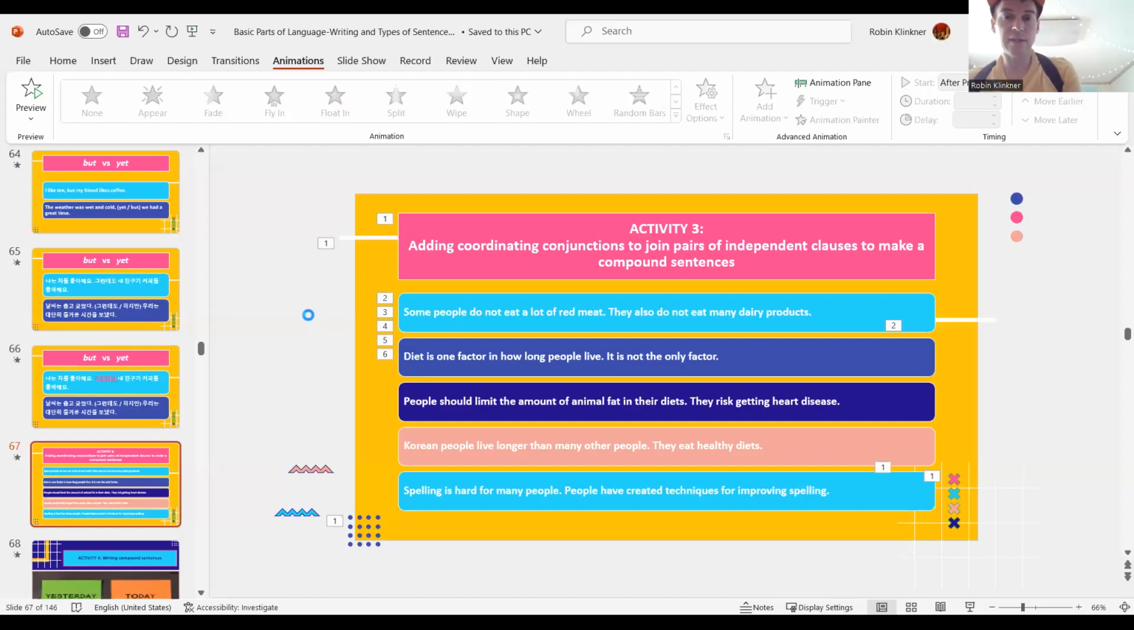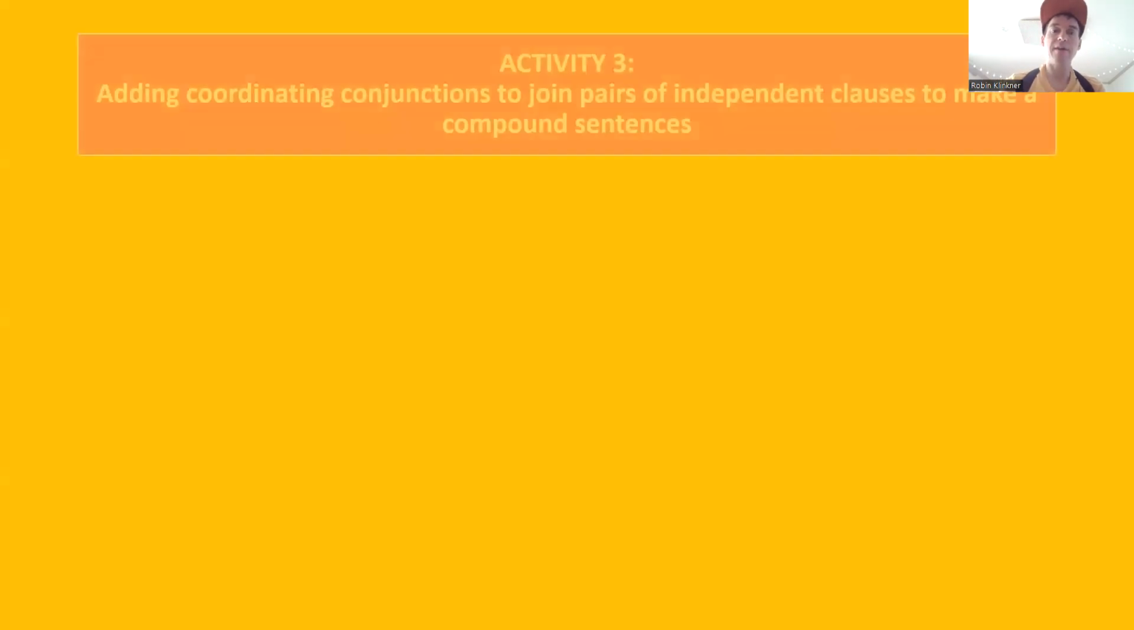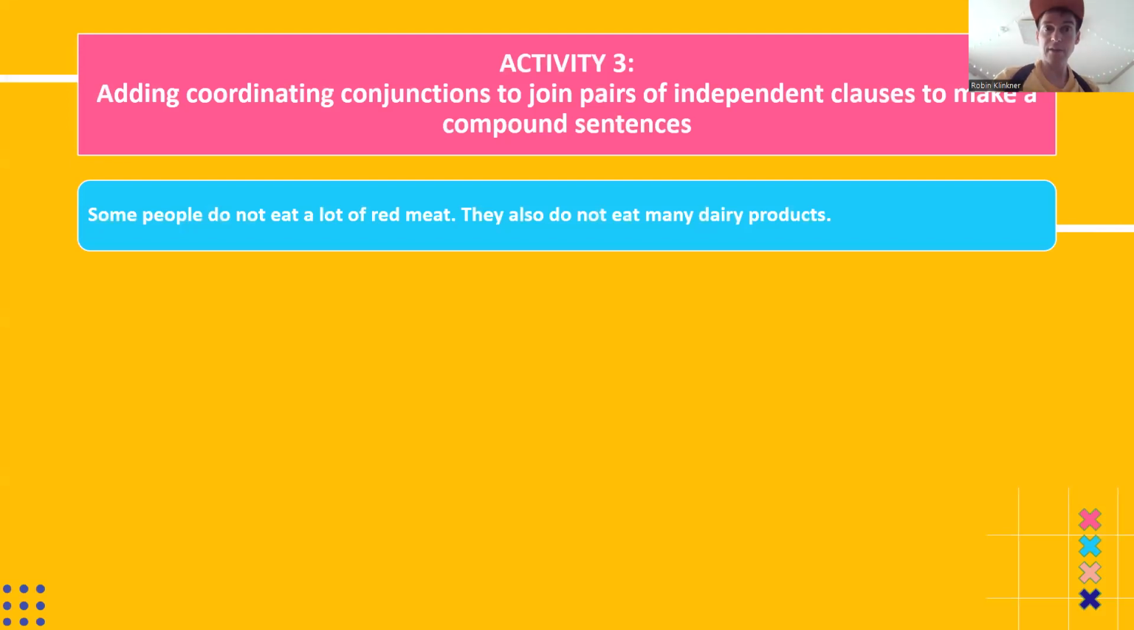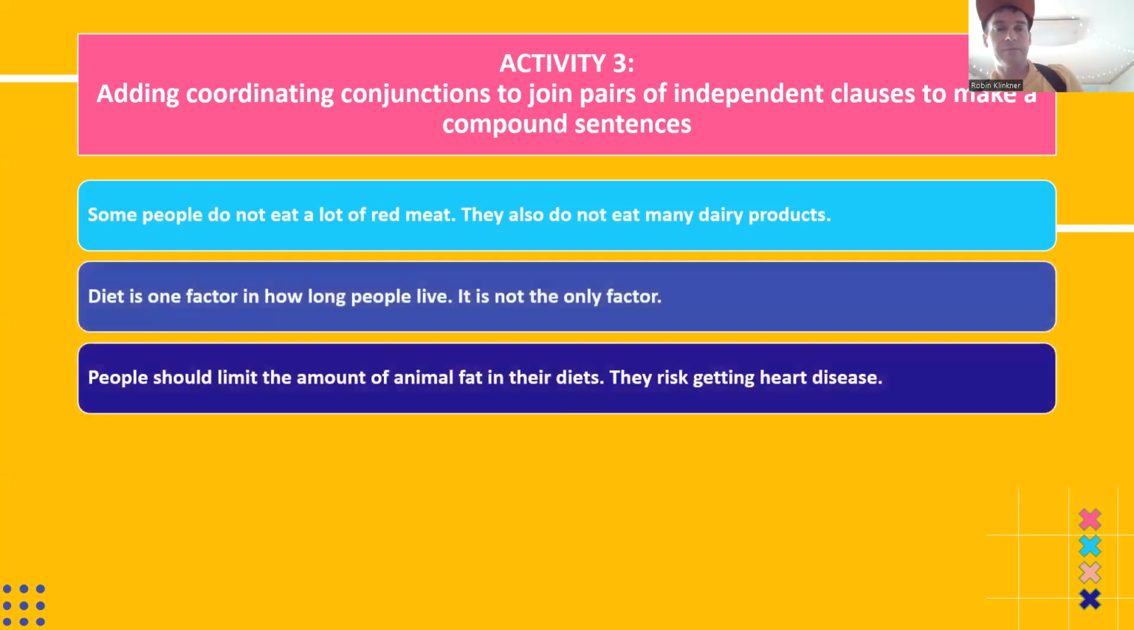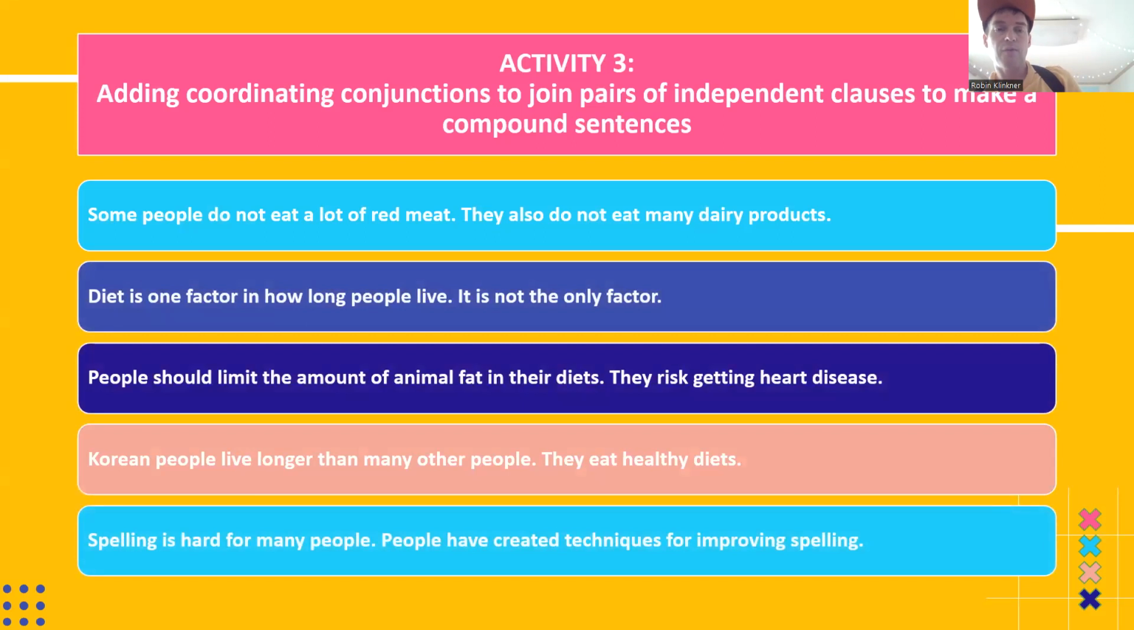Okay, so activity 3. Once again, activity 3, just combine these sentences. I'm sorry, combine these pairs of independent clauses to make compound sentences. And you want to use fanboys. For some of the sentences, maybe more than one fanboys works. That's okay, just do your best. Try to choose the correct one. We will go over this in class.